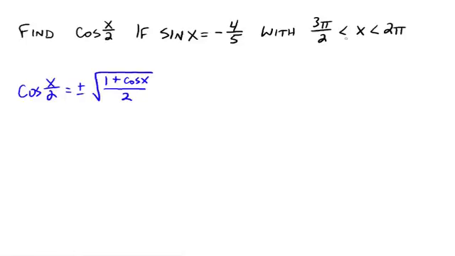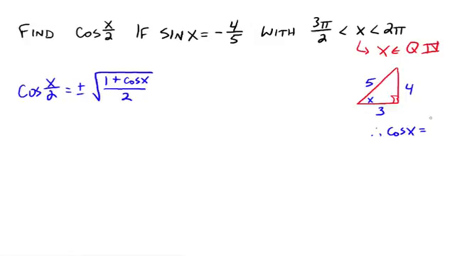So if x is between 3 pi over 2 and 2 pi, this implies that x is in quadrant 4. So draw your little triangle. There's x. Sine of x is 4/5, so we have 4, 5. And therefore, by the Pythagorean theorem, that makes this side down here be 3. Therefore, the cosine of x is equal to 3/5. But is it positive or negative? Well, since x is in quadrant 4, cosine of x is positive. So positive 3/5. Now we know what to plug in for this.